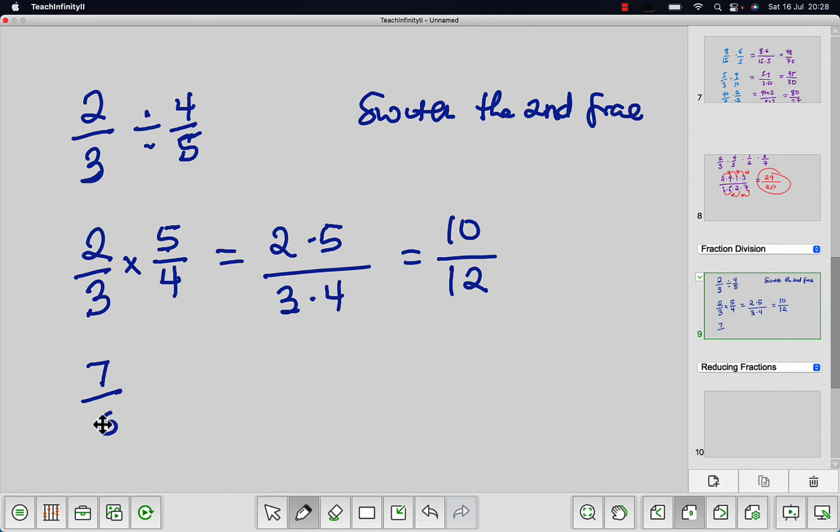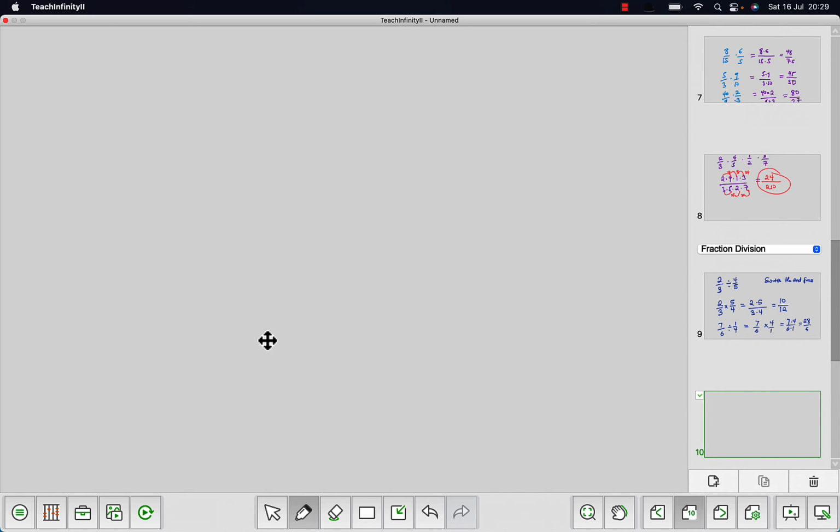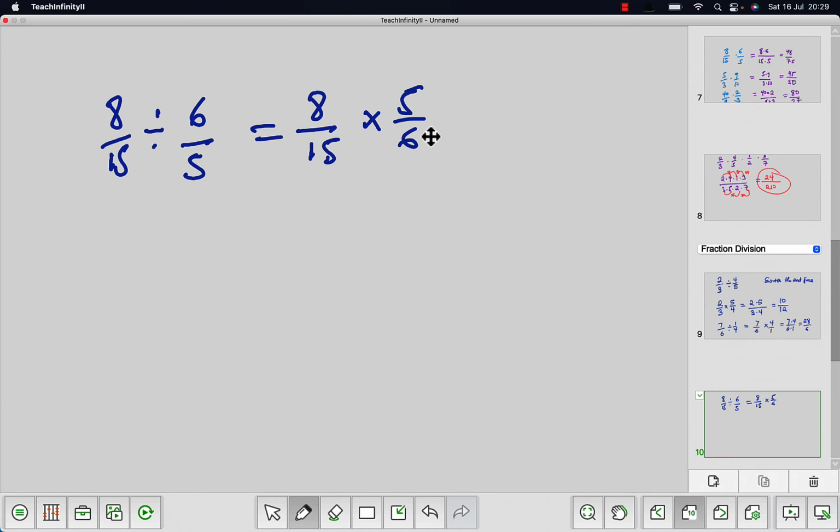Okay, let's do some more examples. 7 over 6 divided by 1 over 4. This is going to give you 7 over 6. Switch the second fraction, 4 over 1, and this is going to give you 7 times 4 over 6 times 1, which is 28 over 6. Let's look at some more examples. 8 over 15 divided by 6 over 5. We write the first fraction, switch the second fraction, that will be 5 over 6. And this is going to give you 8 times 5 is 40, 15 times 6 is 90.